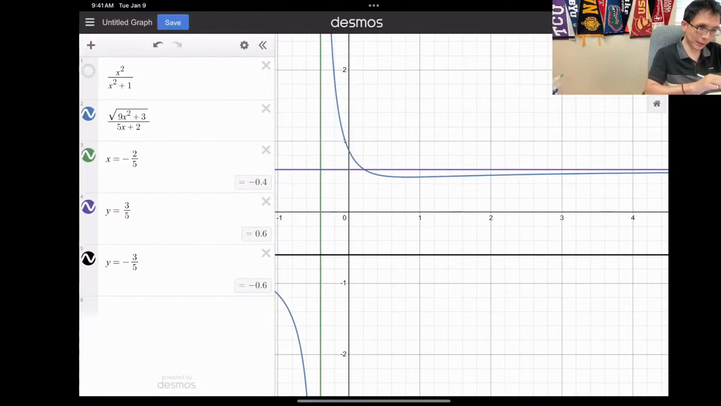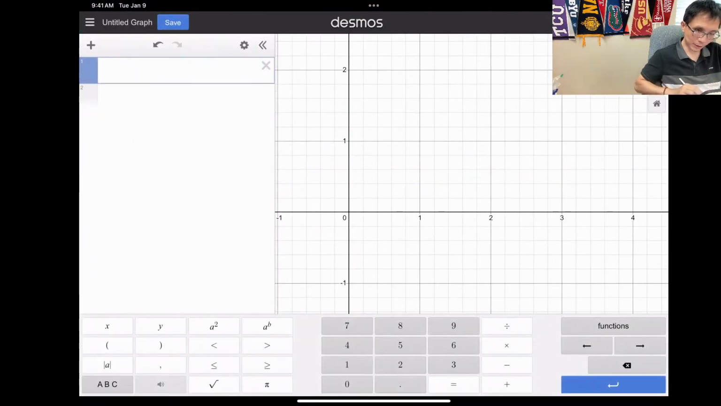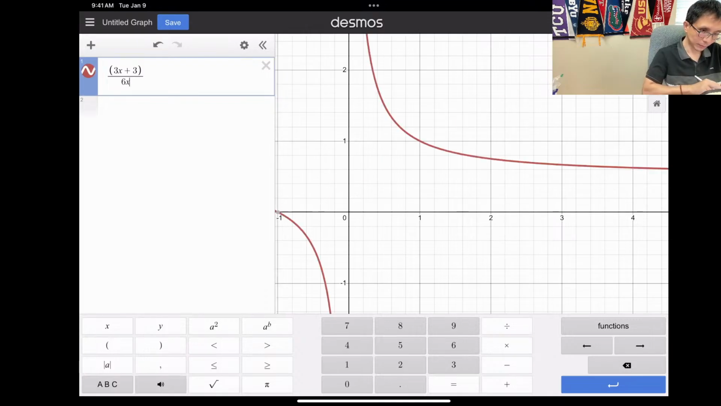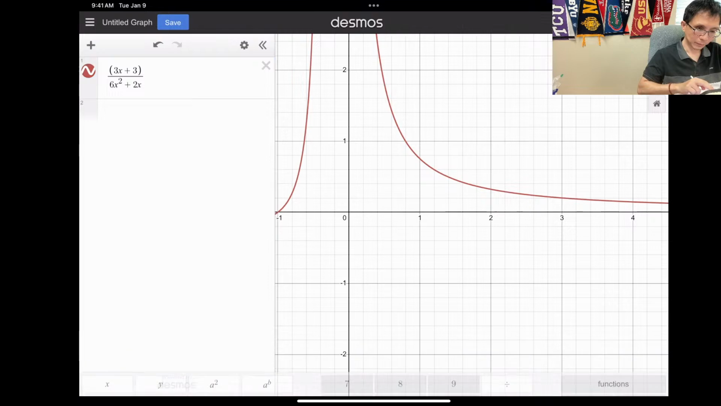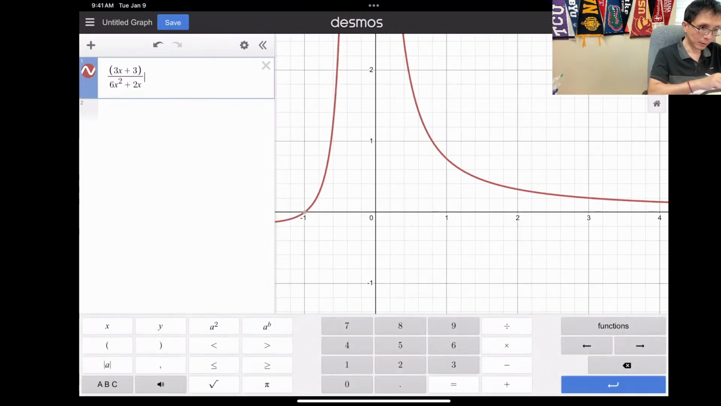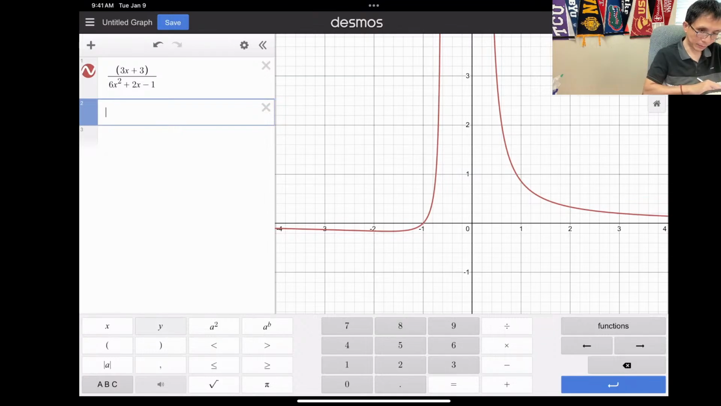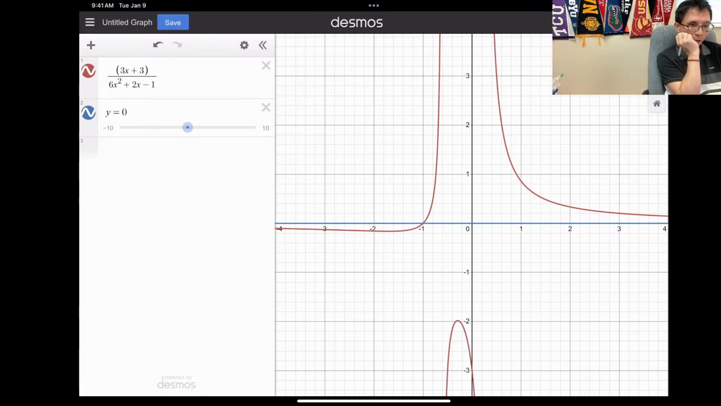So you've got, let's say, 3x plus 3 divided by 6x squared plus, minus 1 on the bottom. Okay, so y equals 0. And you're going to be like, wait, that's not a horizontal asymptote because it touches, right? So what happened? There was a vertical asymptote here.